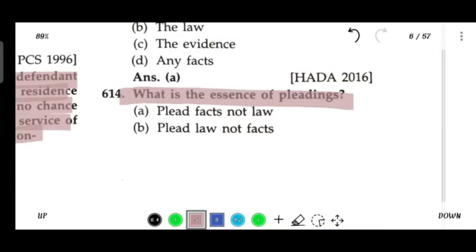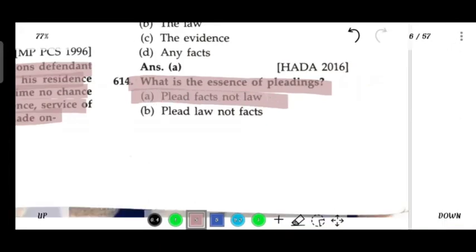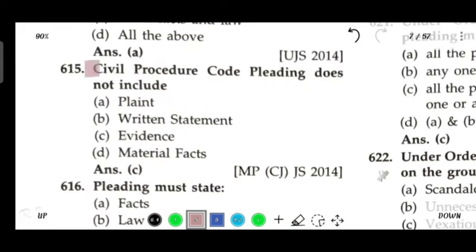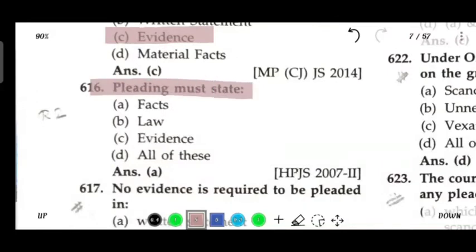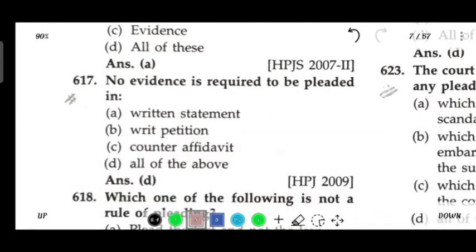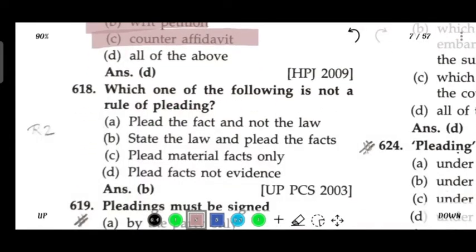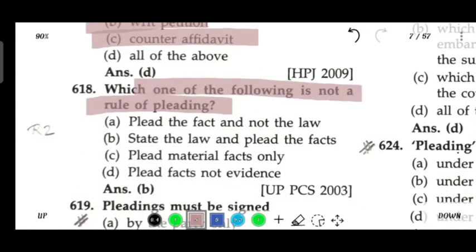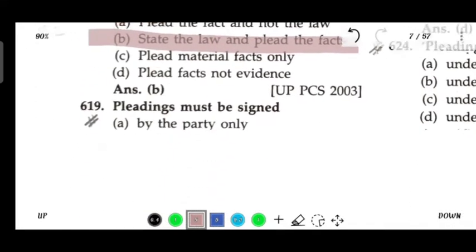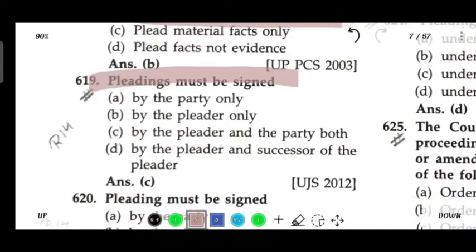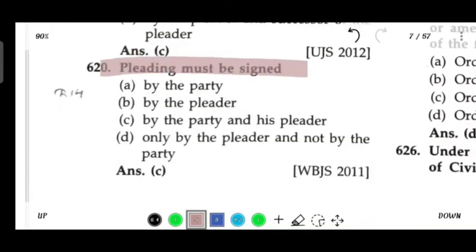What is the essence of pleading? Plead facts, not law. In the CPC, pleading does not include evidence. Pleading must state facts. No evidence is required to be pleaded in a written statement, writ petition, or counter affidavit. Which one of the following is not a rule of pleading? A statement of law and pleading the fact. Pleading must be signed by the pleader and the party both. Pleading must be signed by the party and his pleader.